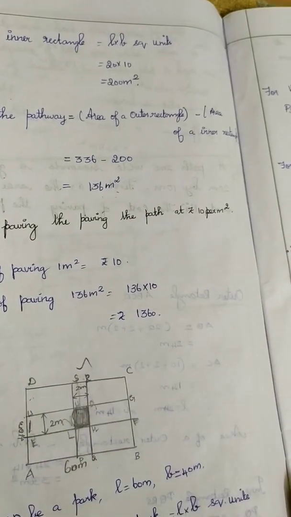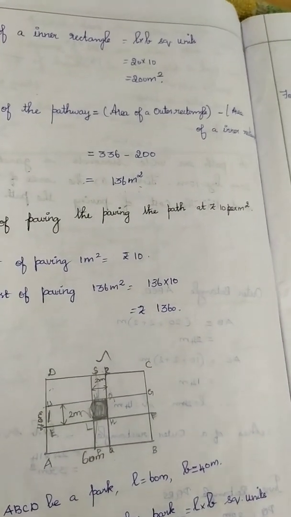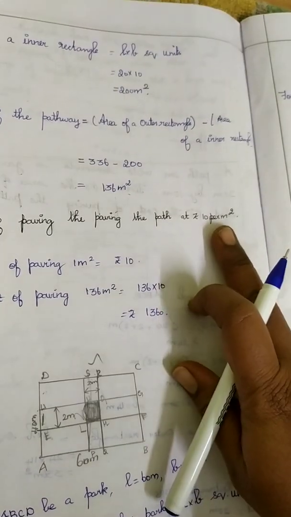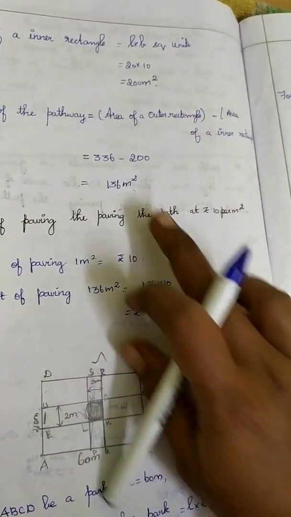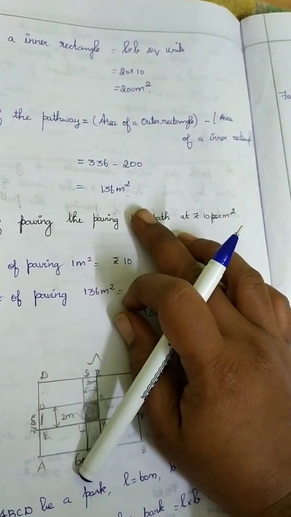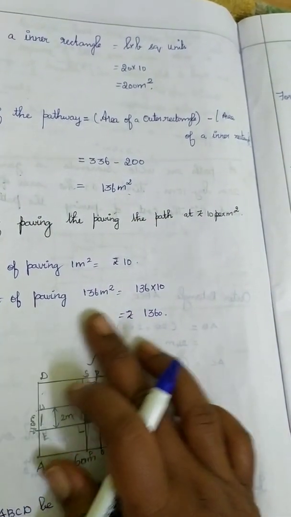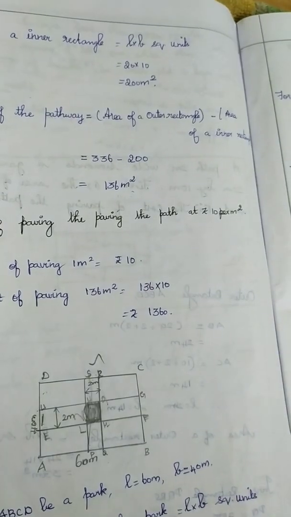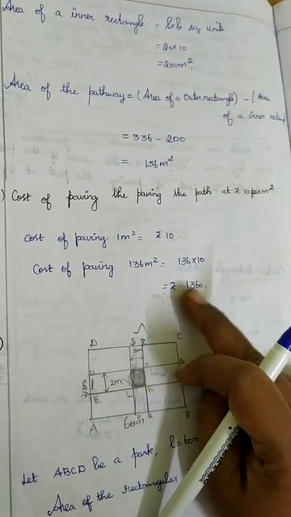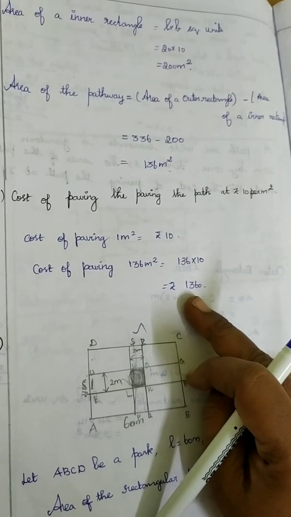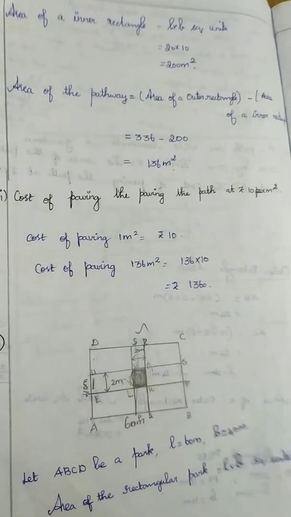And the second subdivision question is the cost of paving the path at rupees 10 per meter square. So per meter square the cost will be rupees 10. So totally how many meters square do we have? 136. So cost of paving 136 meters square is equal to 136 multiplied by 10. So your answer will be rupees 1360.